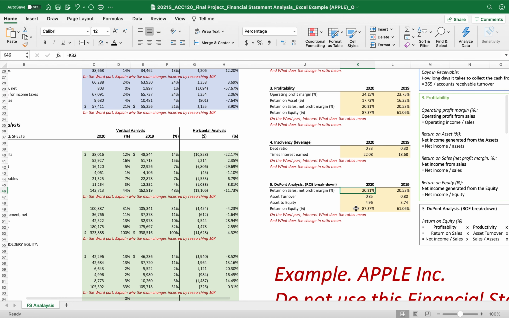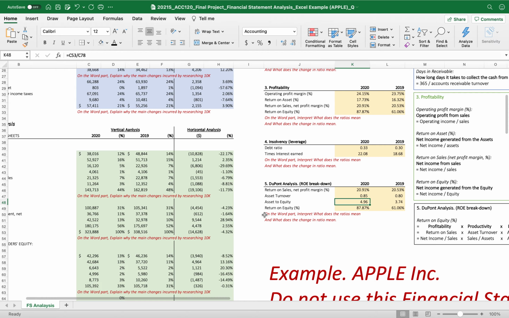And then the DuPont ratio explains where this return on equity outcome came from. Is it from the return on assets, return on sales, or profit margin? In this case, it's not. Those are almost the same. Yes, it's from the asset to equity part. So you need to find where.